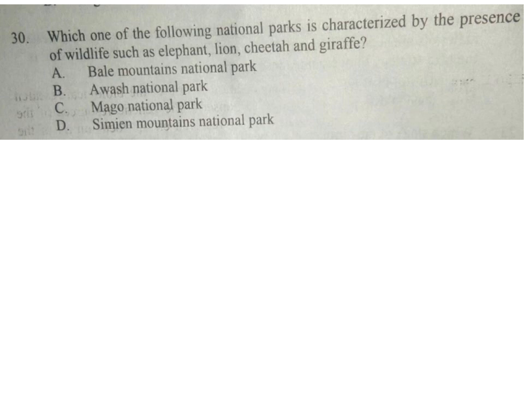Question number 30. Which one of the following national parks is characterized by the presence of wildlife such as elephant, lion, cheetah, and giraffe? A. Bale, B. Awash, C. Mago, D. Simien Mountain National Park. So the answer is C. Mago is characterized by this presence of wildlife.